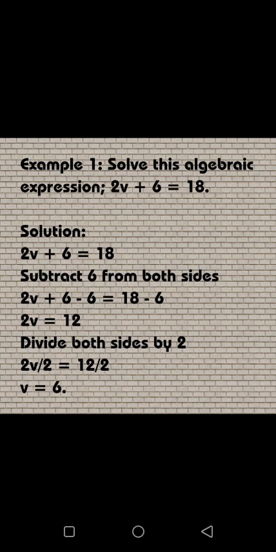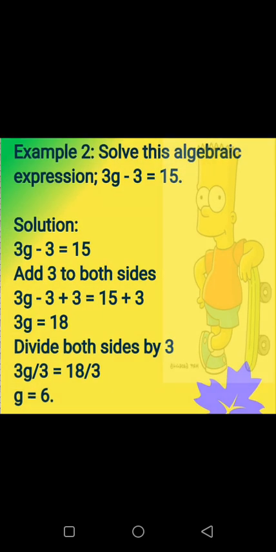Okay, so now let's move on to example 2. Example 2 says solve this algebraic expression. That's 3g minus 3 equals 15. Now in this case we have minus 3. This is disturbing our 3g. So when it's minus, it means that we do addition. We add the number to both sides.